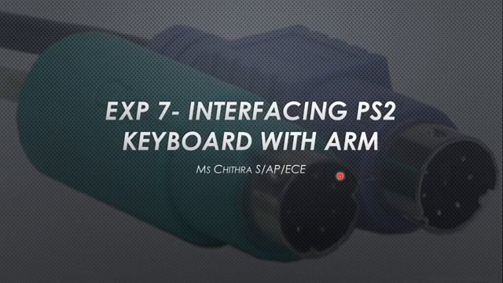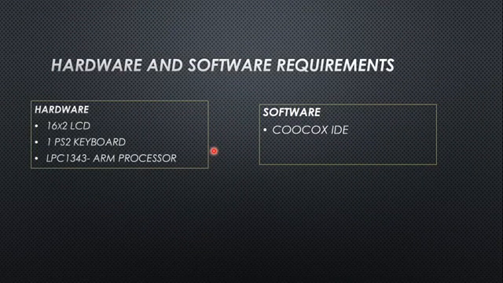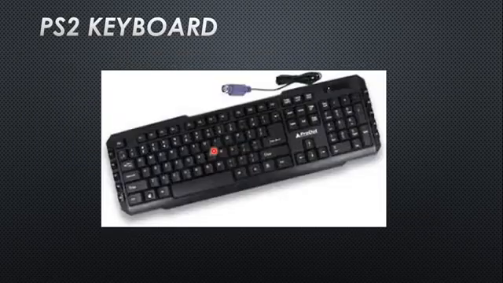Hello everyone. The next experiment is interfacing the PS2 keyboard with ARM processor. Talking about the hardware and software requirements, the hardware requirements are a 16x2 LCD which is used to see the output, one PS2 keyboard which serves as the input, and the ARM processor which is the heart of the total process. And the software where we are going to compile the code is the Coocox IDE.